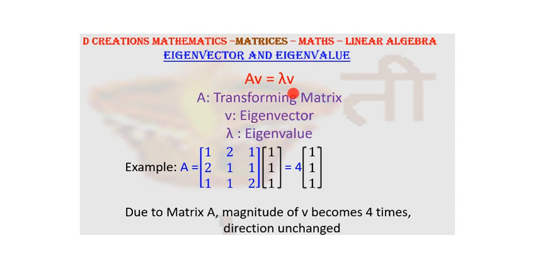So this is the takeaway of this video. This particular equation, AV is equal to lambda V, where A is the transforming matrix, V is the eigenvector, and lambda is the eigenvalue.